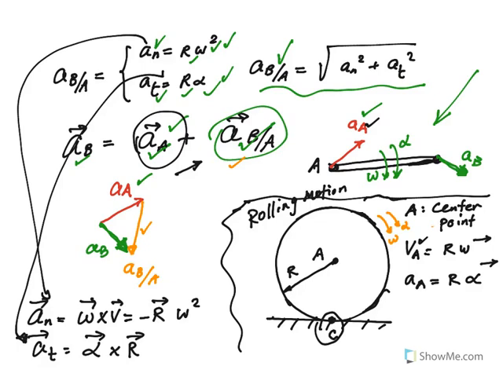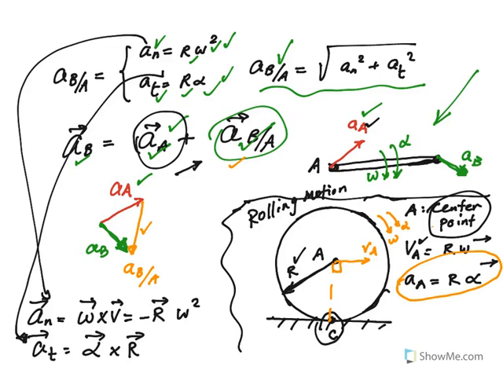Velocity of A, which is the center. Now, A is the center point, center of this wheel, which has a radius of R, right? Velocity of A is R omega, no problem. That's velocity of A, and it's 90 degrees to this radius. But only for the center point, not any other point, like B here. Doesn't work. Okay, so be very careful, guys.